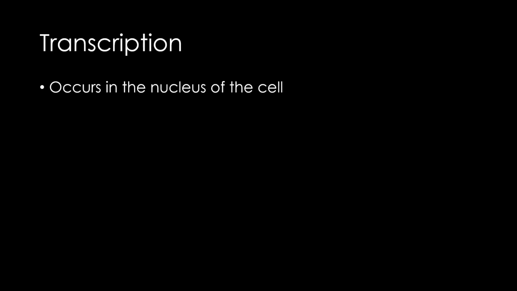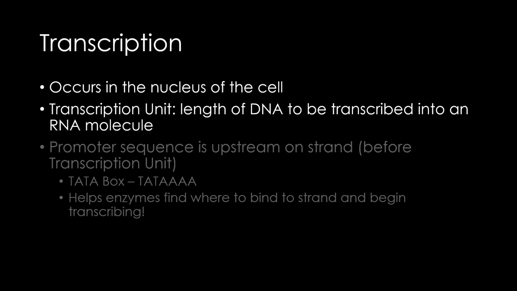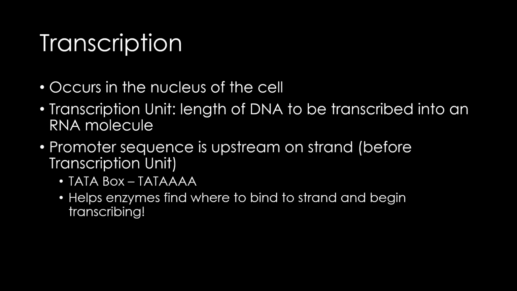Transcription occurs in the nucleus of the cell. Usually, the entire length of DNA is not transcribed, only a specific portion of it. We call that specific length the transcription unit. A promoter sequence is a specific DNA sequence that is upstream, basically right before the transcription unit, that lets the enzymes involved in transcribing know where to start.